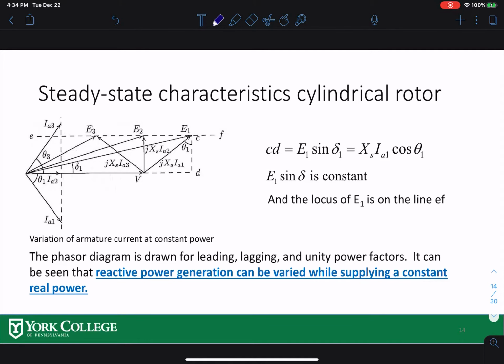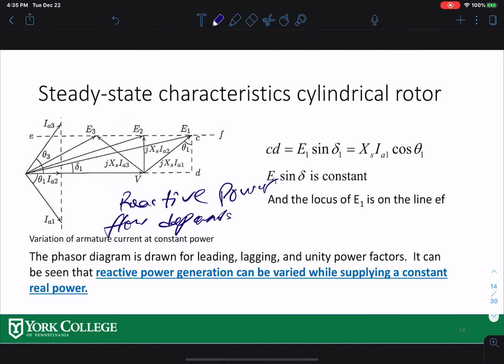All right, so again, same thing we're showing over here. By going from lagging to leading or leading to lagging, you can basically control reactive power flow from the generator. Why is that? Remember that reactive power flow depends on voltage magnitude. So by varying the field current, you can make it leading or lagging.